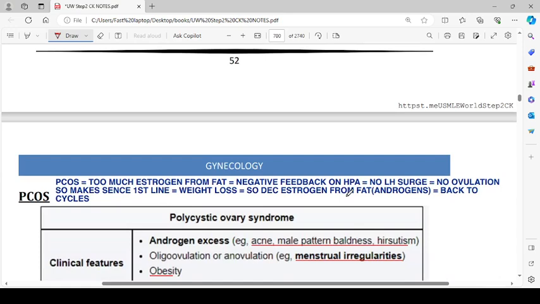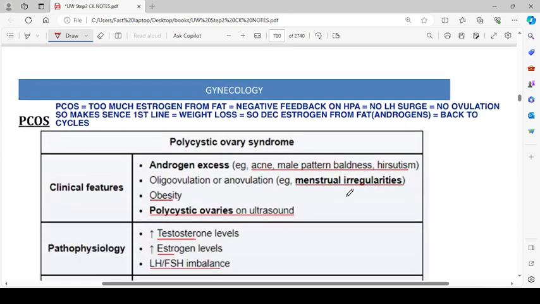Then we have PCOS, that is polycystic ovarian syndrome. Too much estrogen from fat, negative feedback on hypothalamic pituitary axis, no LH surge, no ovulation. So makes sense. First line is weight loss. So decrease estrogen from fat, androgens, back to cycle. Actually, it is a bit wrong. Estrogen, I think these are the androgens, not estrogens themselves.